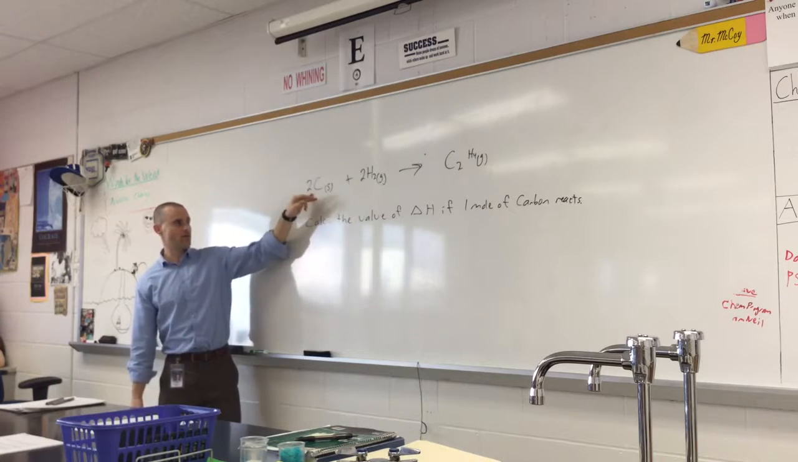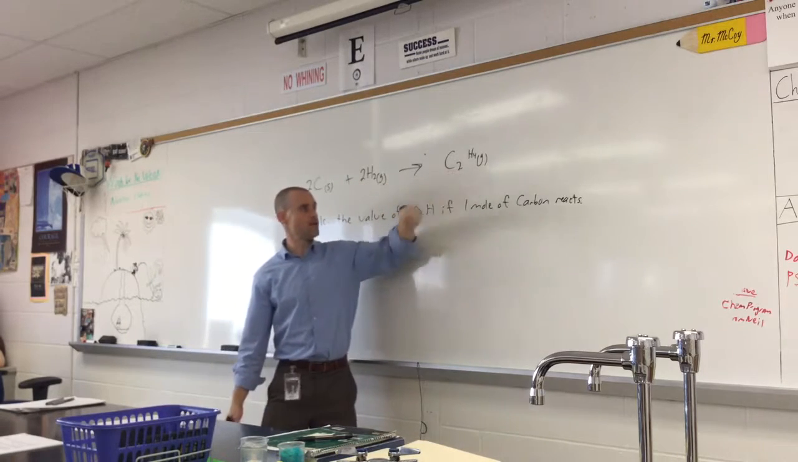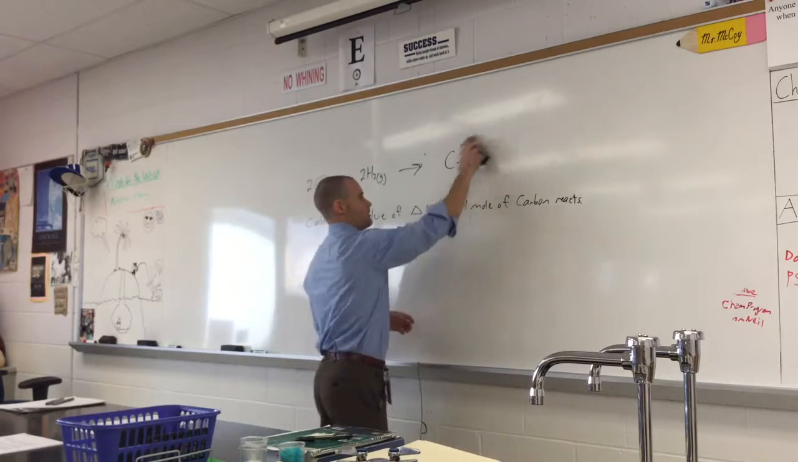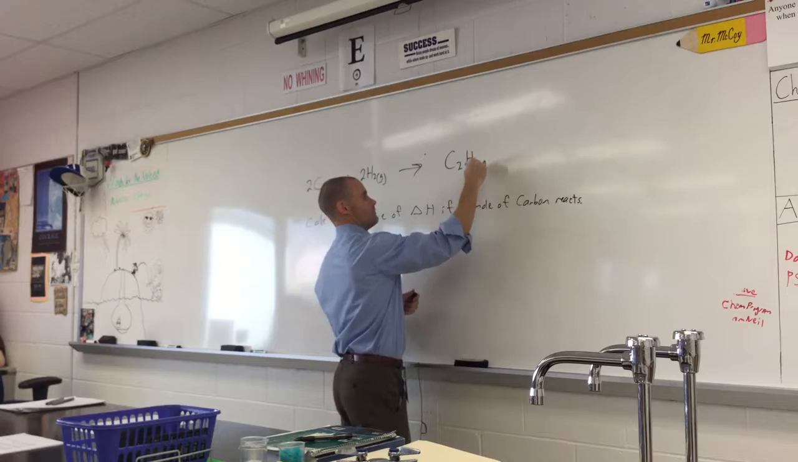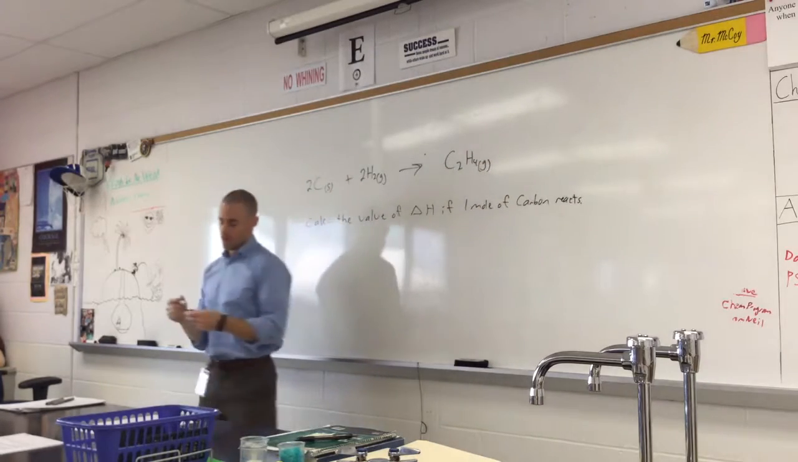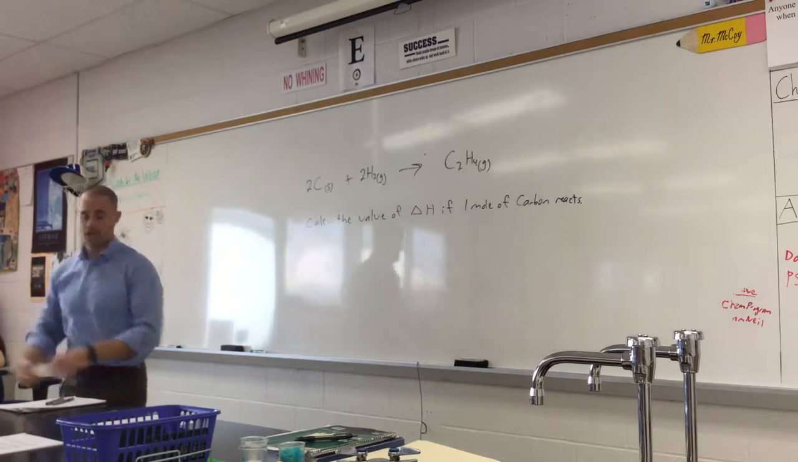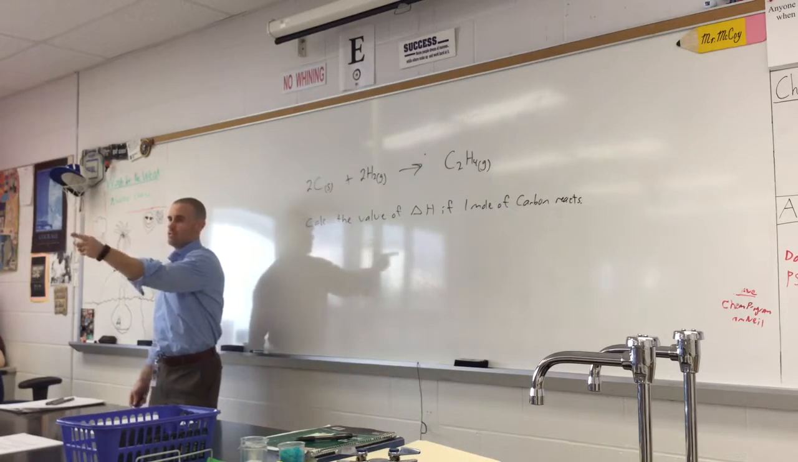But we have 2 moles of carbon. How many moles of hydrogen? 2. How many moles of C2H4? 1. I don't like how I wrote that. That looks weird. So how do we know there's a 1 there? Because there's nothing there. If you see nothing, there's a 1. It can't be 0. Why? Because that's nothing, right?